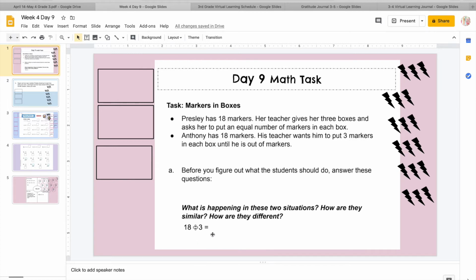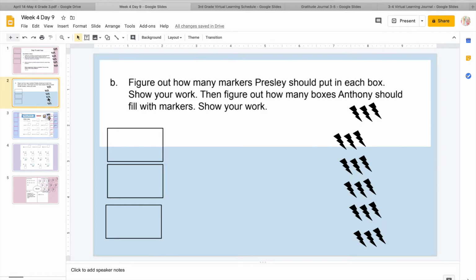So what we're going to do is 18 divided by 3, but as you can tell, for part A, they don't want you to solve anything. They just want you looking at the differences. Then for part B, they want you to figure out how many markers Presley should put in each box, show your work, then figure out how many boxes Anthony should fill. So we're going to answer for Presley and Anthony. We'll do Presley first.